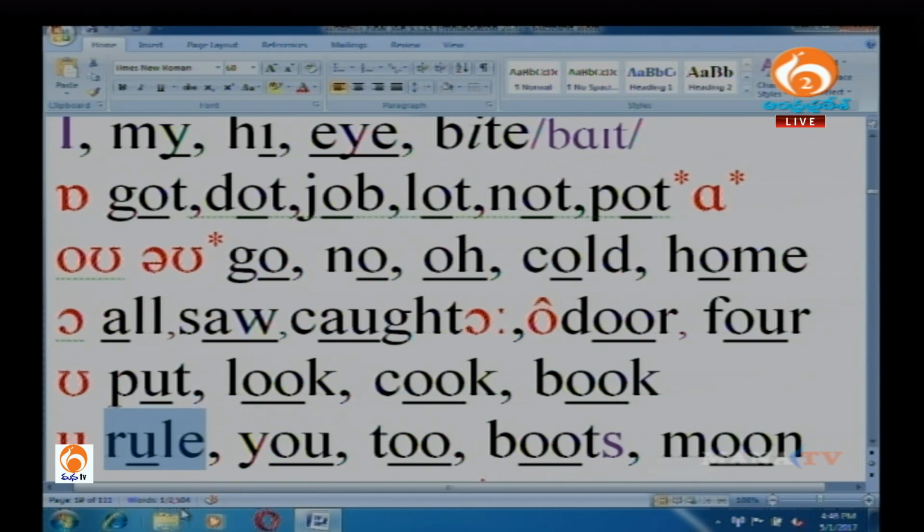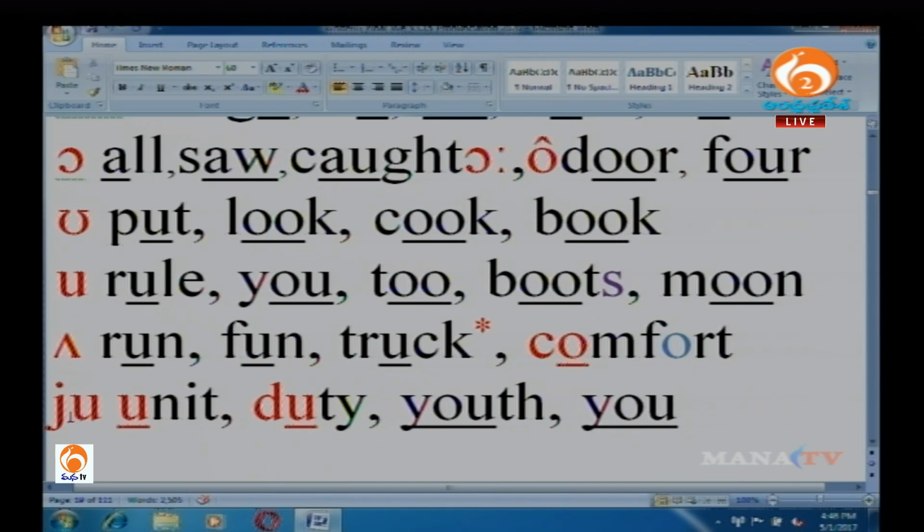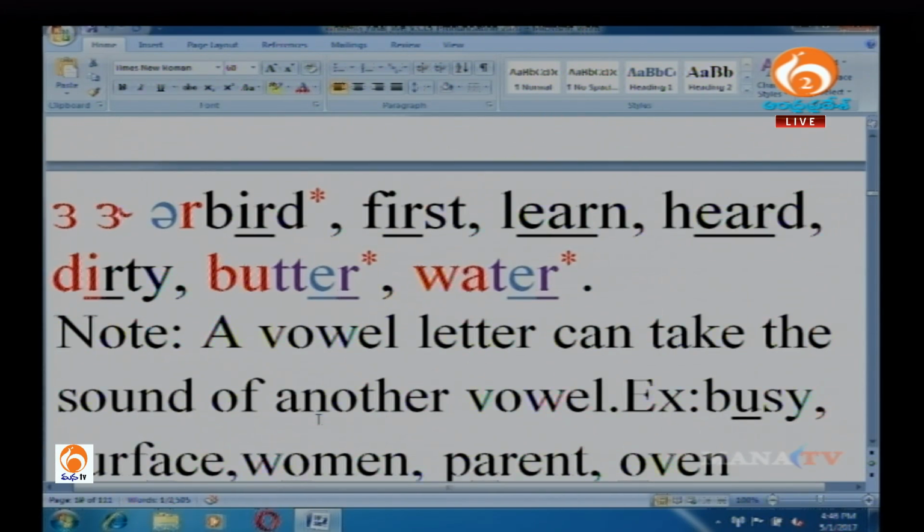Here this long oo sound, rule, you, two, boots, moon. You have to repeat these things. This is the ah sound, run, fun, truck, comfort, okay? And this is the sound of U, as I said. This is the symbol of Y in phonetic symbols, okay? So that and U put together make U. Unfortunately, this is not really a vowel sound because it starts with Y. Unit, duty, youth, use, the sound of U.